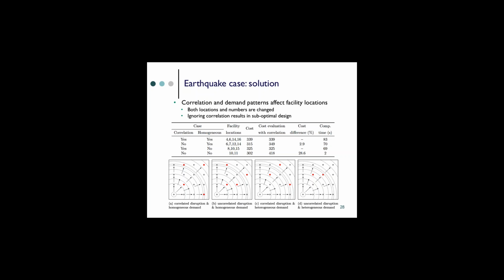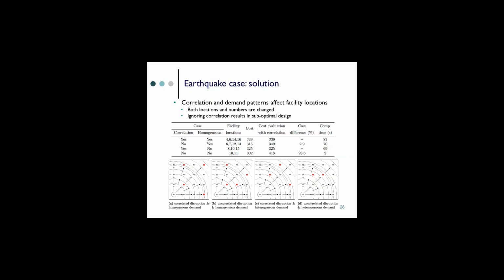The solution statistics are summarized in the table. First, we notice that all the cases can be solved in few minutes. So this again demonstrates the efficiency of our methodology. Then we compare the cases with and without correlation. We can see that the facility locations are different and the system costs are also different. That means if there's correlation, we have to incorporate it. Otherwise, we will get a totally different location design solution.